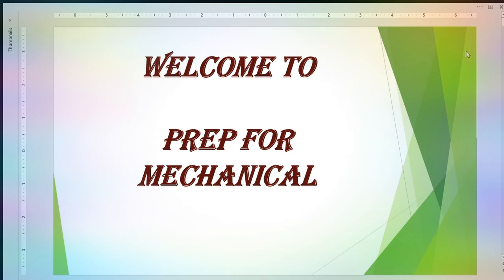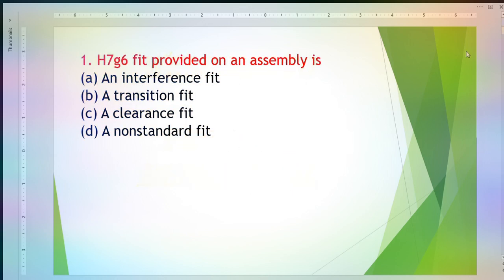Today we will discuss important questions related to mechanical engineering. Our first question is: H7G6 fit provided on an assembly is. The options are an interference fit, a transition fit, a clearance fit, a non-standard fit. The answer is a clearance fit.